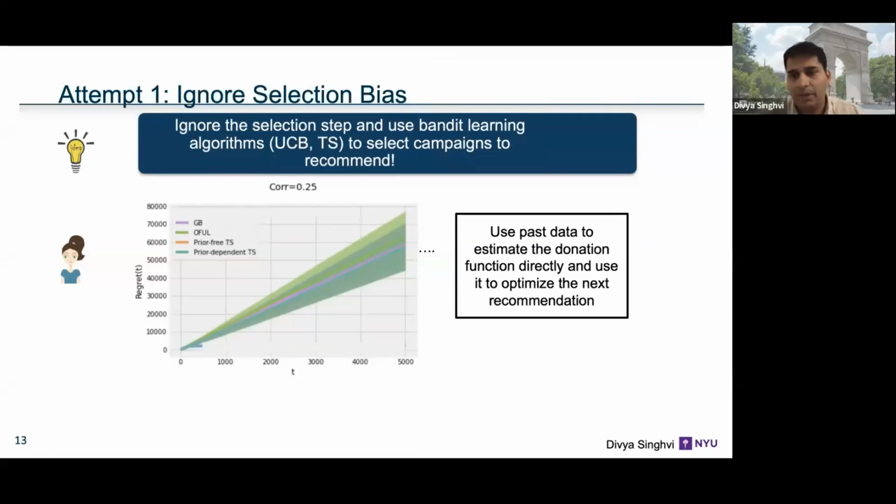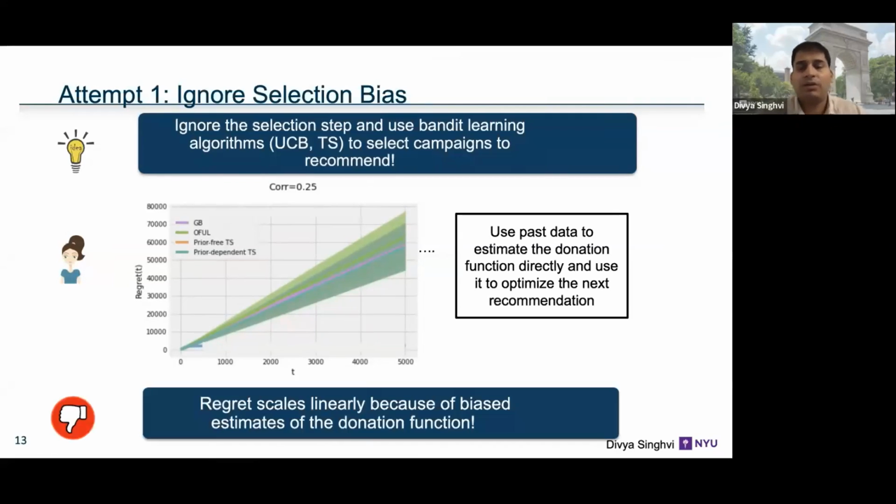Why is this happening? This is happening because these algorithms do not account for selection bias and in fact end up not correcting for this bias, which leads to biased estimates of the parameters. If your estimates are biased, you'll never be able to really learn the right recommendation. Okay, so now we know why these are failing. What can we do to correct this bias?